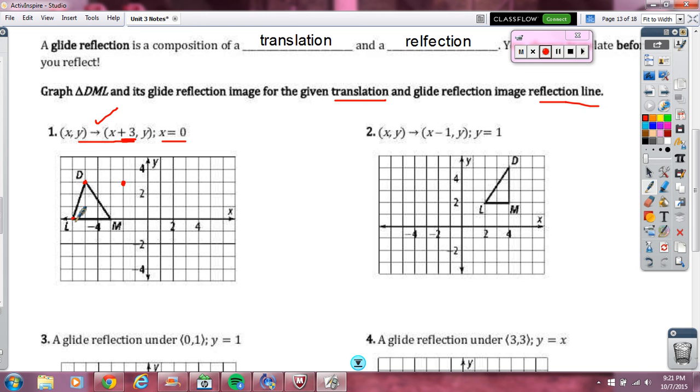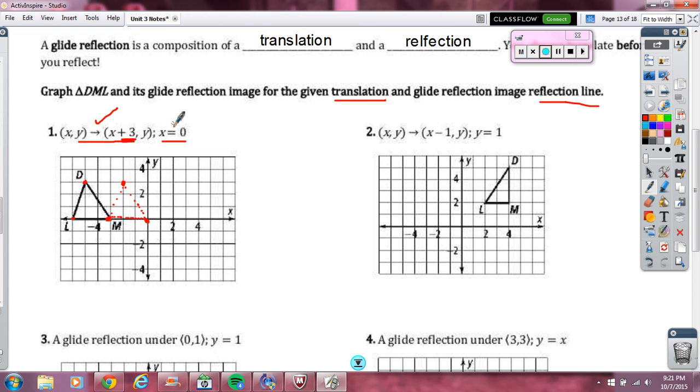But I am going to take my other points. So line L, I'm going to move it 3 spaces, 1, 2, 3, over here to the right. And finally, point M, I'm going to move it 3 spaces, 1, 2, 3, according to the translation that's up there. And I'm going to connect, oh, let's actually make that a dotted line. Right now I've just done the translation, or the glide part of my glide reflection.